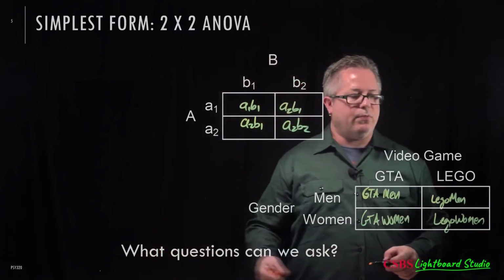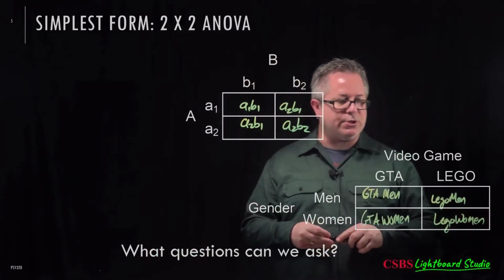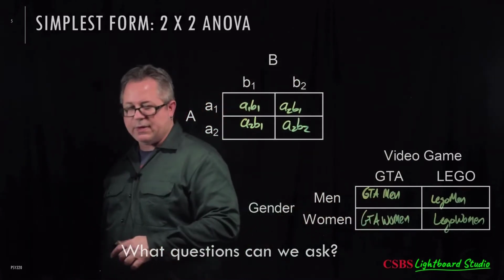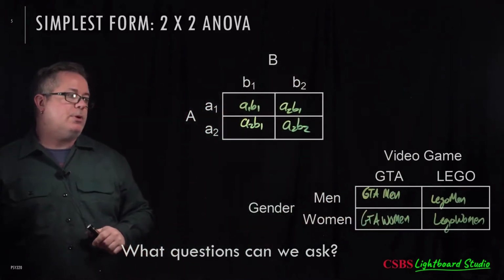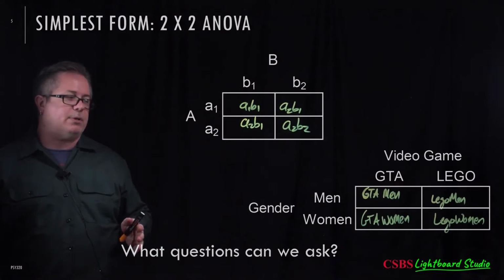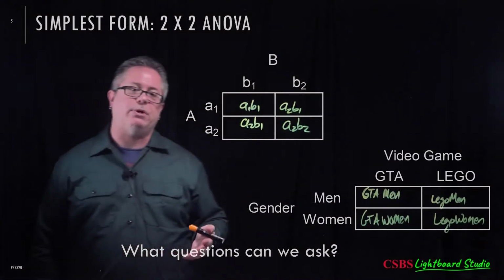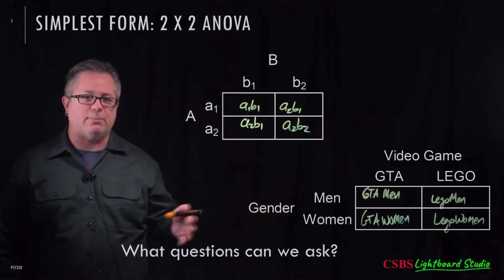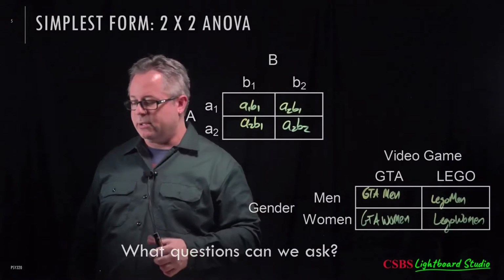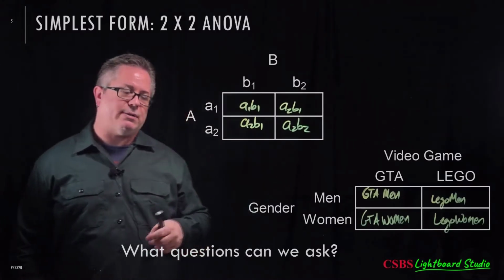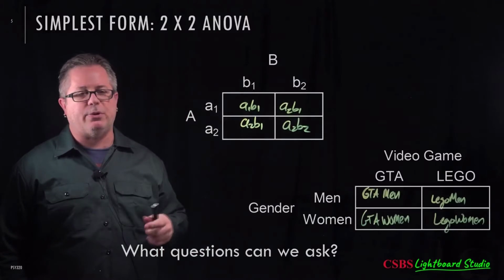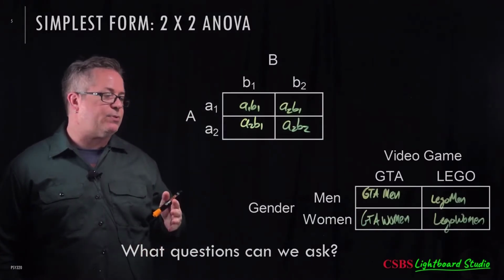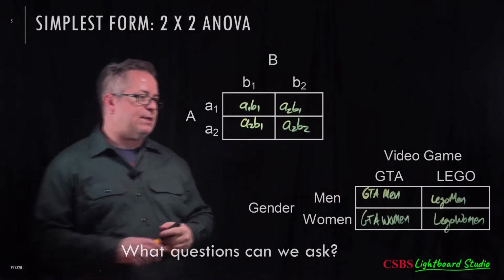So if we were to do this, what kinds of questions could we ask? What kind of questions can we ask with a design like this? Well, there's some obvious choices here. We could ask the same question we did before, which is, does playing Grand Theft Auto impact your aggressiveness differently than playing Lego does? And all things sort of apply. We use Lego because it's a similar nonviolent game to GTA, etc. And we can actually ask that same question.